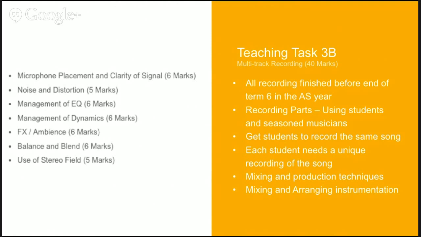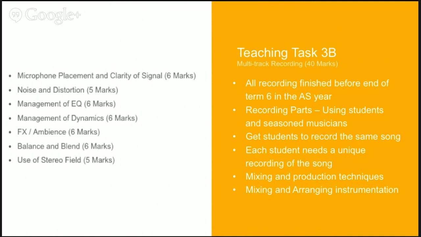At A2, the students tend to rebel ever so slightly, and they say, "Sir, I want to do my own song." And if they're confident enough, I think sometimes you have to go with that and let them do that. The mark scheme for 3B is broken up into 2 sections. You've got microphone placement and noise and distortion as part of your recording process, and then everything from EQ management down to stereo field is all part of your mixing process.